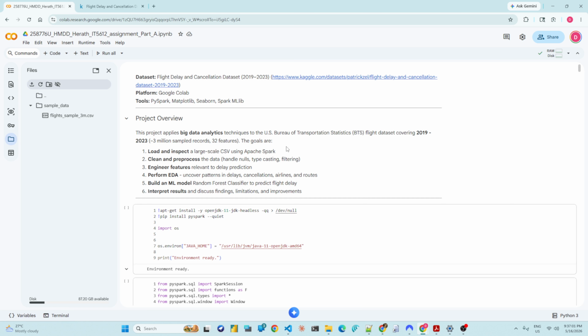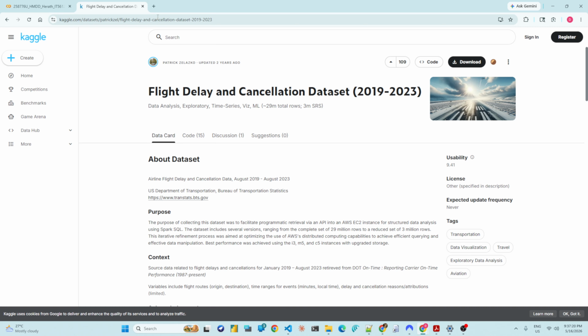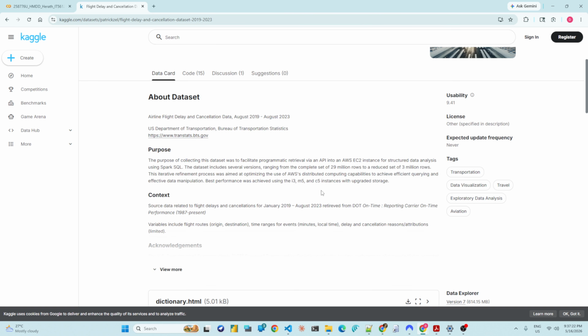Then the notebook covers five main areas: loading and inspecting data, cleaning and pre-processing, feature engineering, exploratory data analysis, and finally building a machine learning model to predict flight delays. So I uploaded the CSV file here. This dataset has 3 million records.